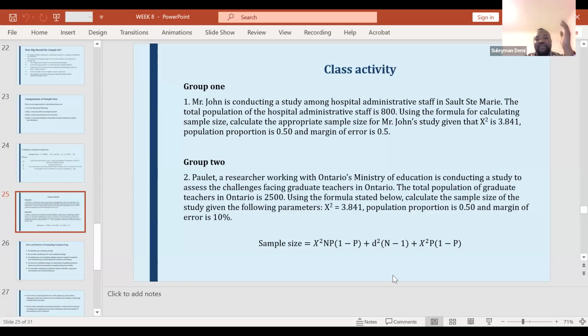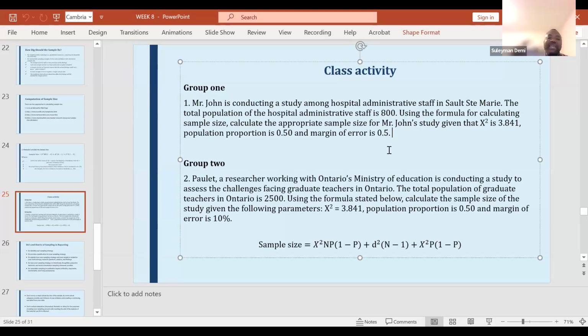So now you have your chi-square, you have your N, which is the population, 800. You have the proportion, which is 50%. And then you have your D square, which is the margin of error, which is 0.5. So put these figures in the equation and then you try it, right, at home and see whether you get a correct answer. All right.